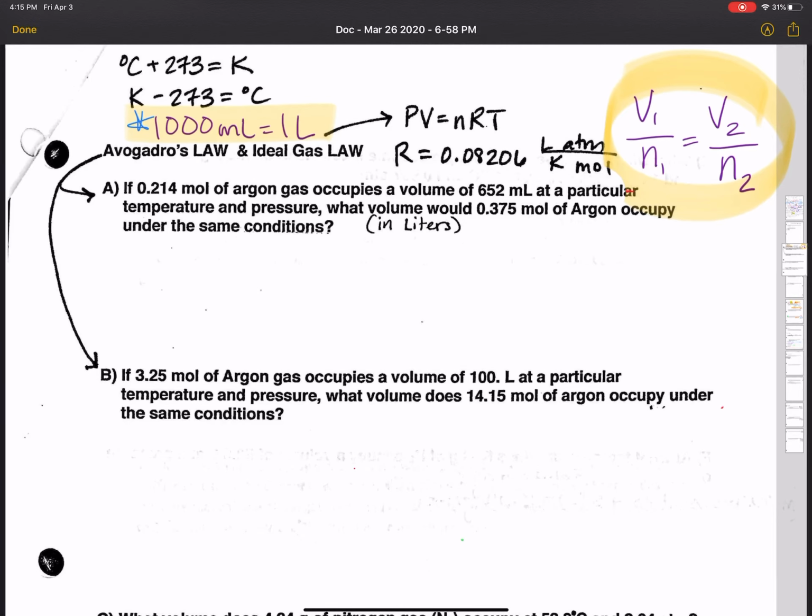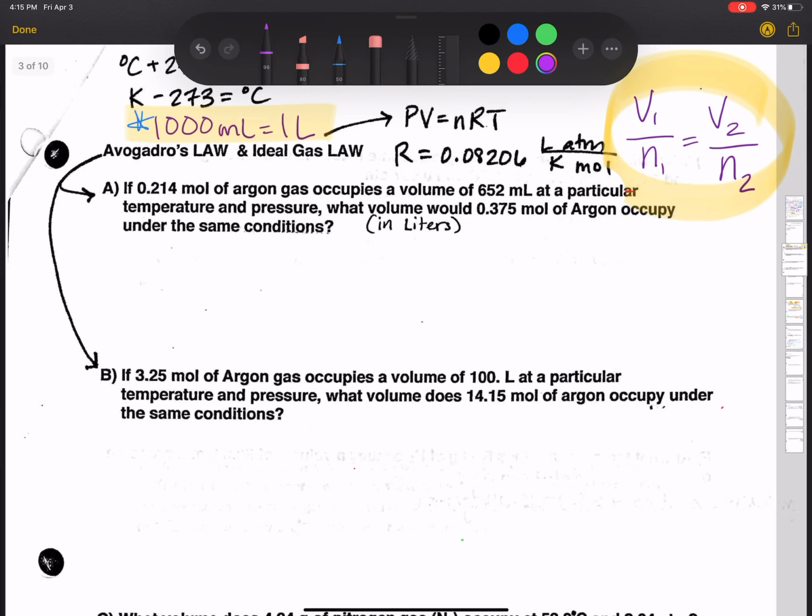Question B for Avogadro's law is a really straightforward question. You're not going to need to do any unit conversions whatsoever. So I'm going to do a lot less work for this one, and I'm going to leave it up to you to show me more of your work, your calculation, and your sig fig answer.